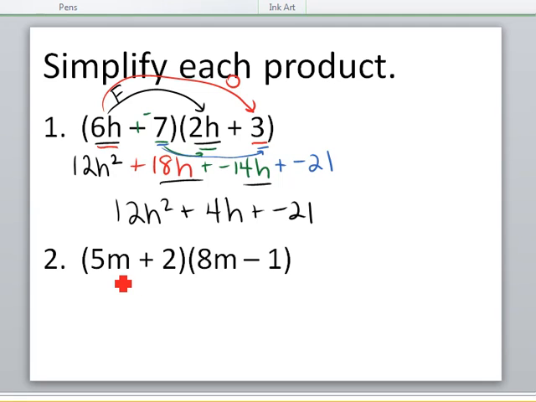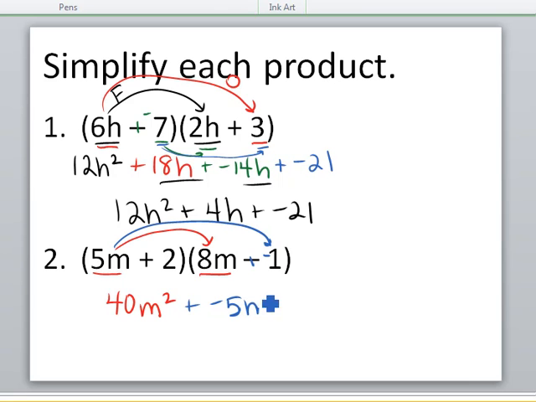On my next example, I've got 5m and 8m, so I end up getting 40m squared. Then I have 5m times negative 1, which would be a negative 5m. Remember, in foiling, really all we're doing is doing two distributings. We're distributing the first term to both the numbers in the second set of parentheses. Then we're distributing the second number to both numbers in the second set of parentheses.